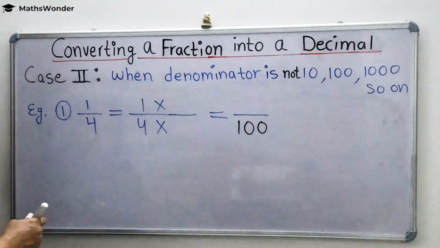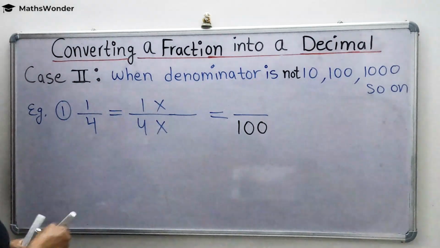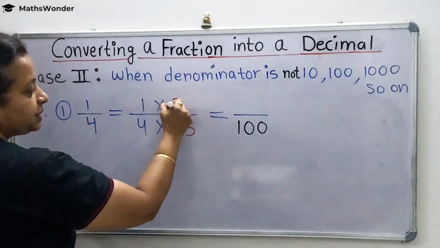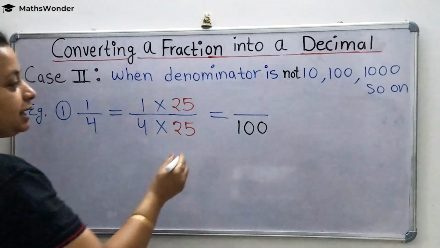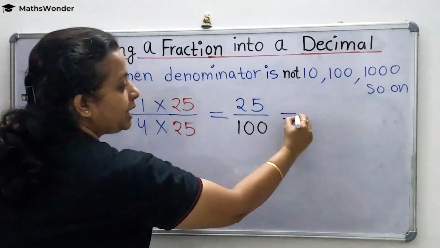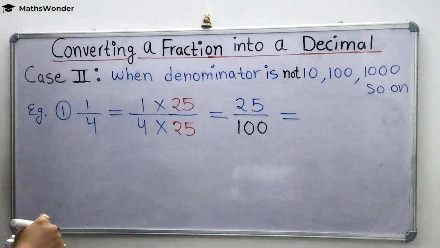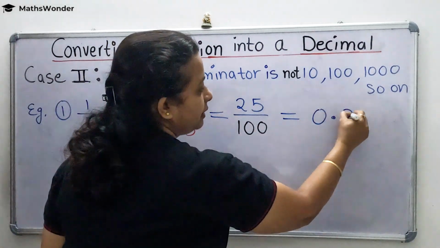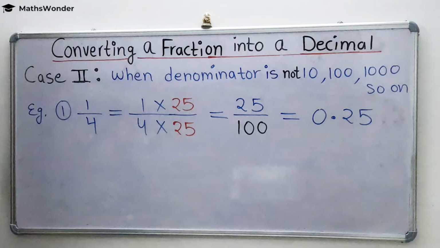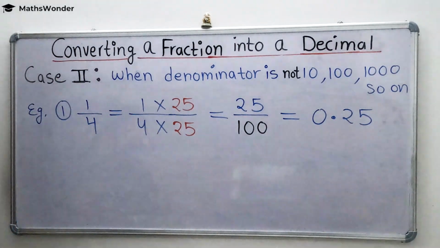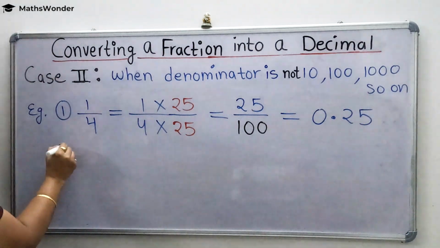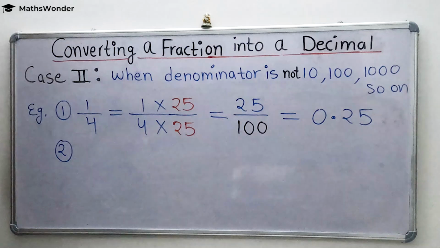So 4 multiplied by which number will give 100? Definitely 25. So when you multiply 25 in the numerator and 25 in the denominator, it becomes 25 over 100. Now you know it. Already we learned in case number 1 how to convert into decimal. It is the easiest and simplest way. If you convert it into decimal by long division, this is really a long method, so don't go for it. If we can convert it this way, then definitely go for this.